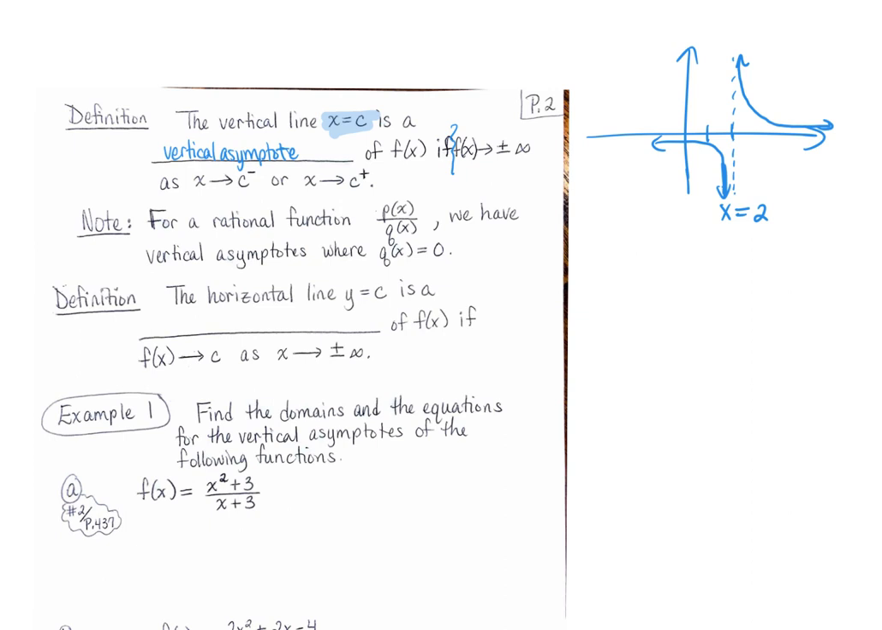Note that, this is important, for a rational function p of x over q of x, we have vertical asymptotes where your denominator equals 0. Whatever makes your denominator equal 0 is where you have a vertical asymptote. So make sure you note that.